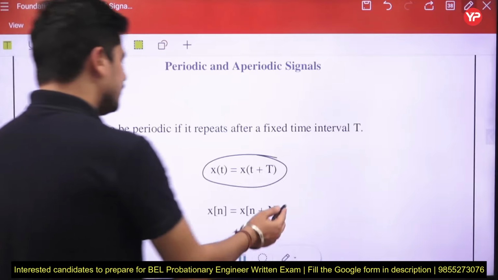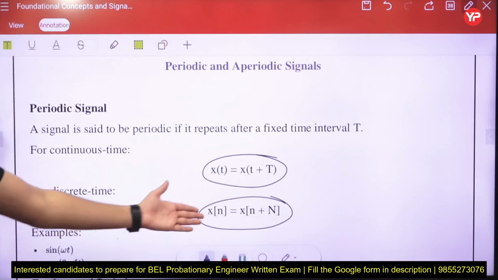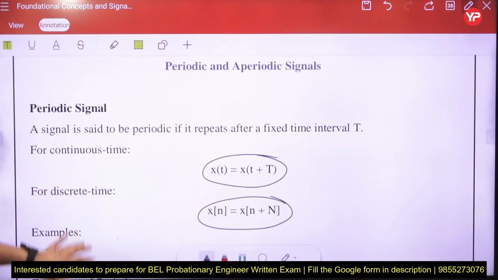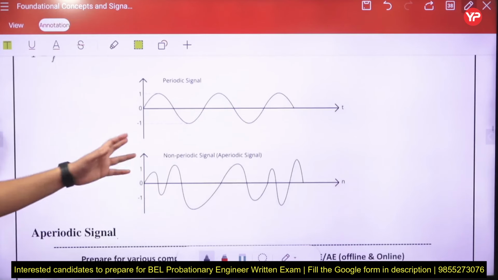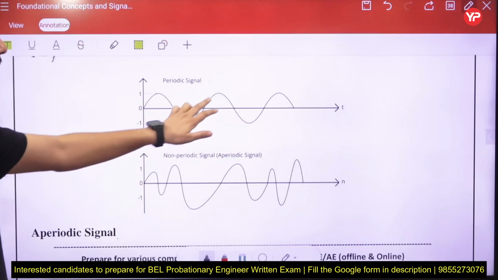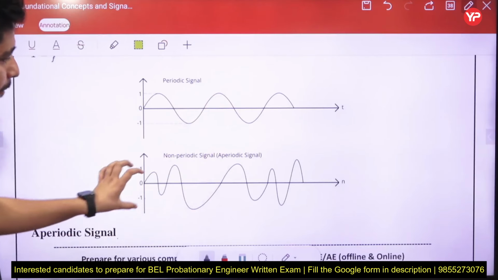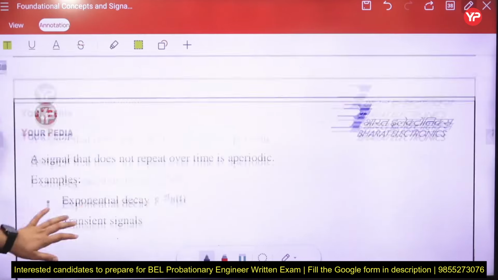In the discrete domain, any signal satisfying this property, x(n) equals x(n plus N), is also a periodic signal in the discrete domain. So these are examples of periodic signals, and this waveform is a periodic waveform because it will repeat itself after a certain interval of time, but this one will not repeat itself. That's why it is an aperiodic signal.